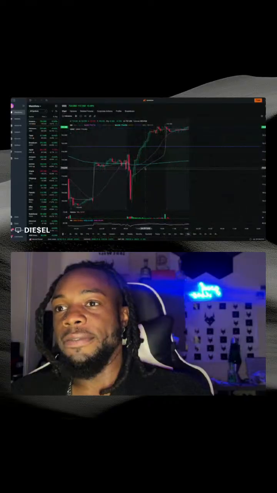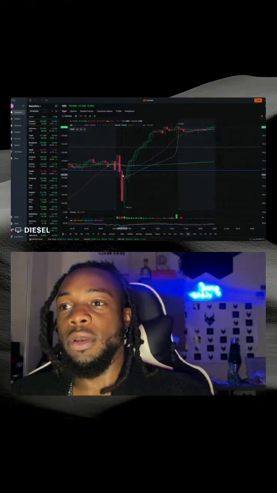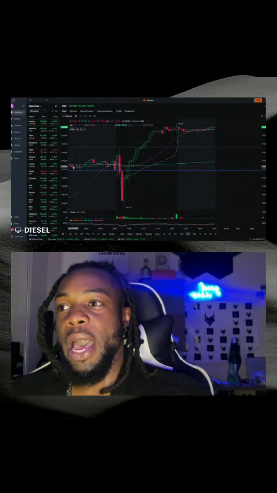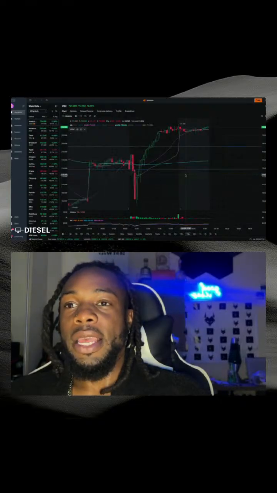So VWAP is this white line right here, and this shows the volume weighted average price. The price is weighted and figured out by how much activity is going on, and this shows you the level and price that the stock should stay about. You see how the white line is moving through these? That means the stock is being valued at that easily, right?